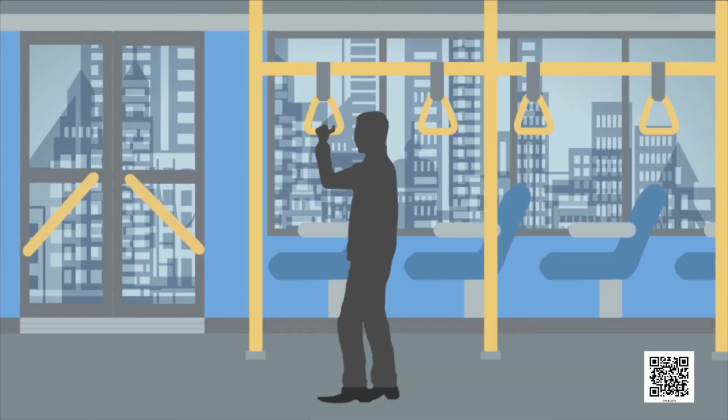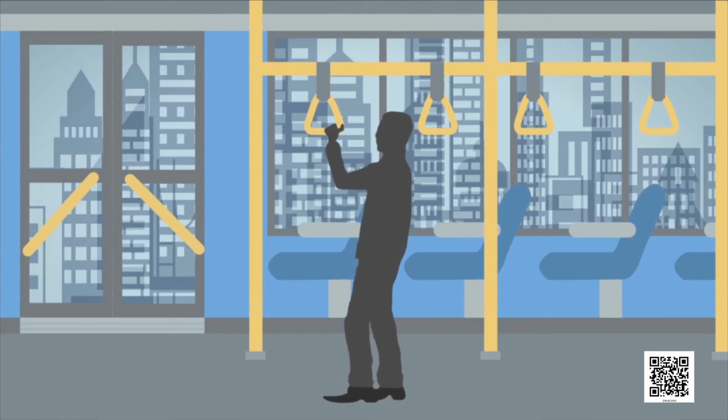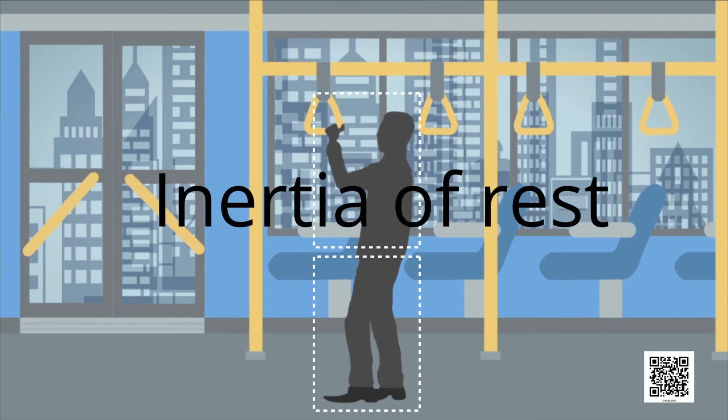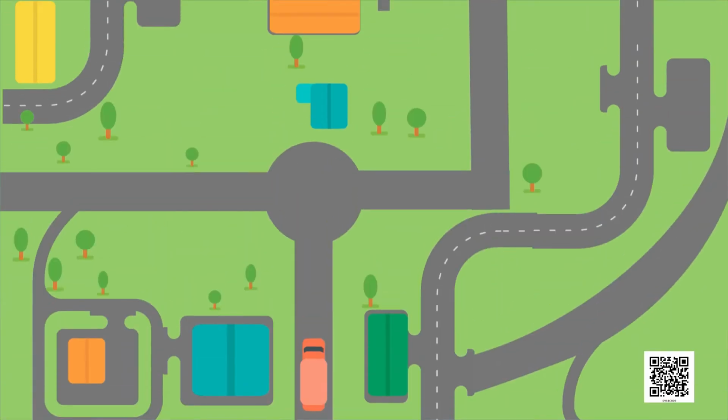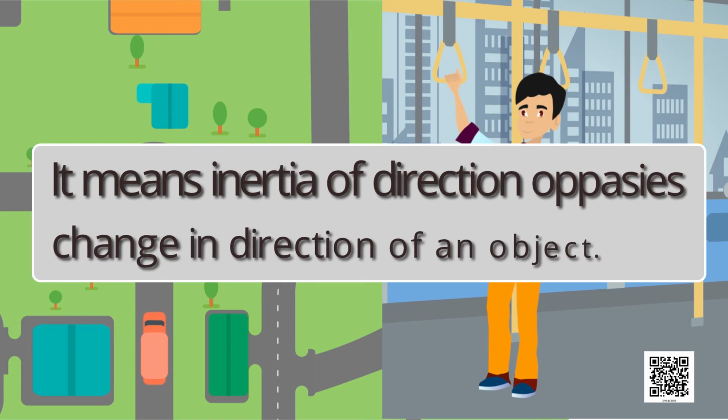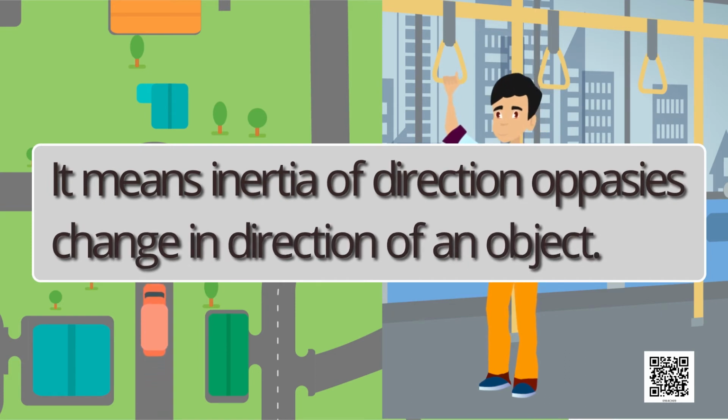The sudden start of the bus brings motion to the bus as well as the feet of the passenger in contact with the floor of the bus. But the rest of the body opposes this motion because of its inertia. It means an object's effort to stay in the state of rest is called inertia of rest. Similarly, when a bus makes a sharp right turn at a high speed, passengers fall on the left side. It means inertia of direction opposes change in direction of an object.